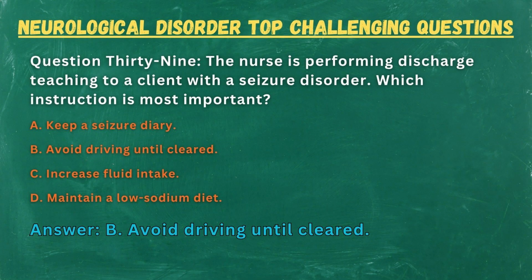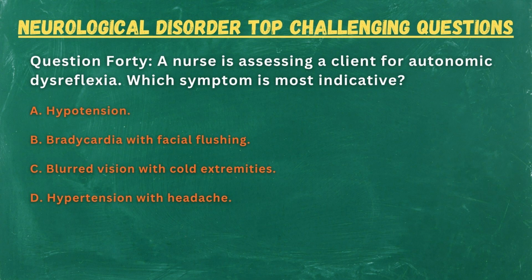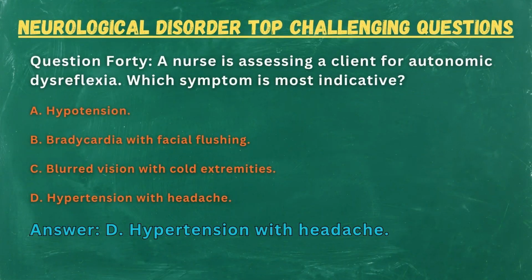Answer: B. Avoid driving until cleared. Question 40. A nurse is assessing a client for autonomic dysreflexia. Which symptom is most indicative? A. Hypotension. B. Bradycardia with facial flushing. C. Blurred vision with cold extremities. D. Hypertension with headache. Answer: D. Hypertension with headache.